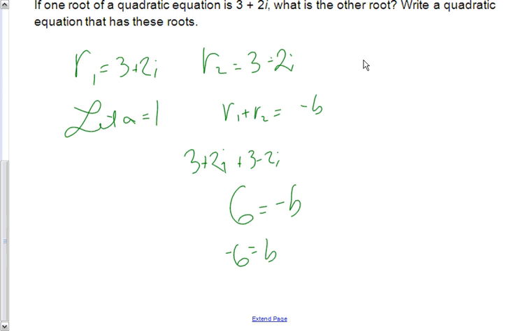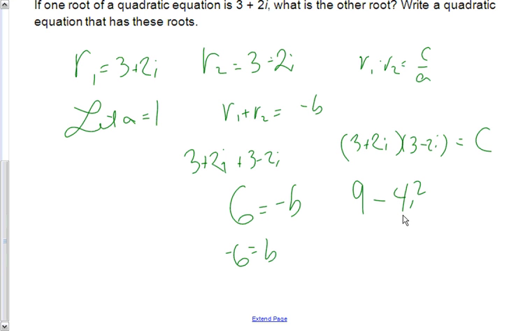If you multiply them, root 1 times root 2, it's c over a, right? Well, let's multiply them. 3 plus 2i times 3 minus 2i equals c, and then a is 1. Oh, they're conjugates. They'll multiply nice every time. You should not get any imaginaries. 3 and 3 give me 9. The outsides and insides are gone, so it's minus 2i. And that 2i and 2i give me 4i squared, which is going to turn into plus 4, so it's 13 equals c. So then my final answer is x squared minus 6x plus 13 equals 0.